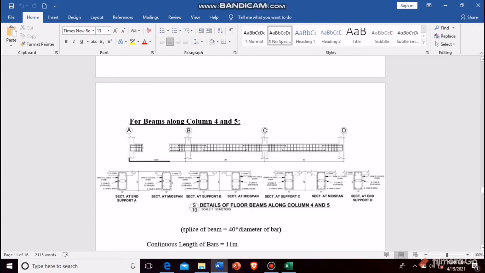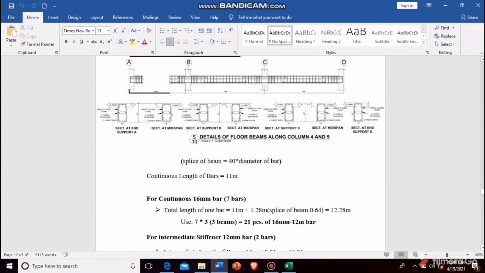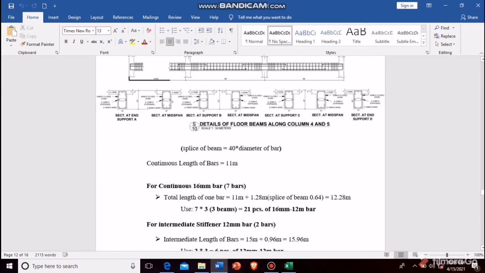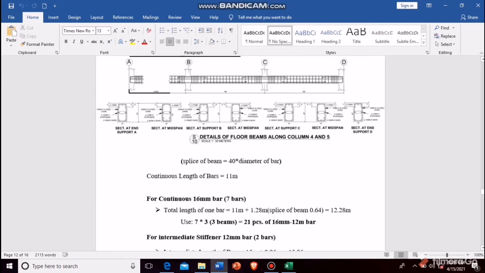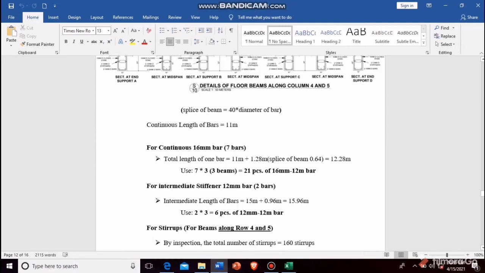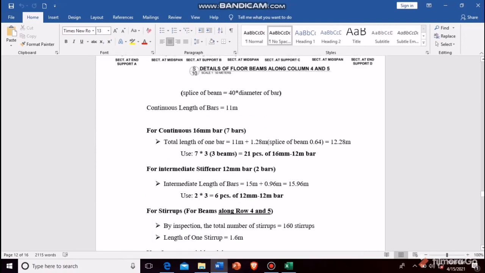Then for the next beam along column 4 and column 5, same splice of beam is 40 times diameter of bar. The diameter of bar is 16mm. So, assume nga po na continuous ang length sa bar para dali makalculate. So, continuous length of bar is 11 meters, 4 plus 4 plus 3. Then, total length of bar is 11 meters plus 1.28 nga splice, that is 12.28. So, use 7 times 3 equals 21 pieces of 16mm 12 meter bar.